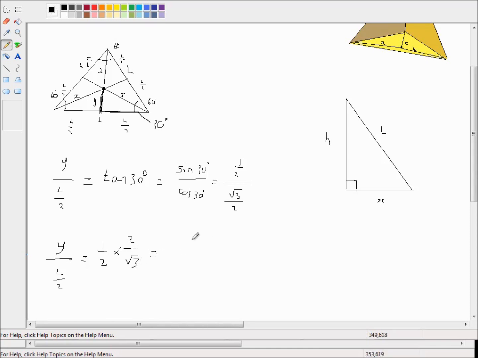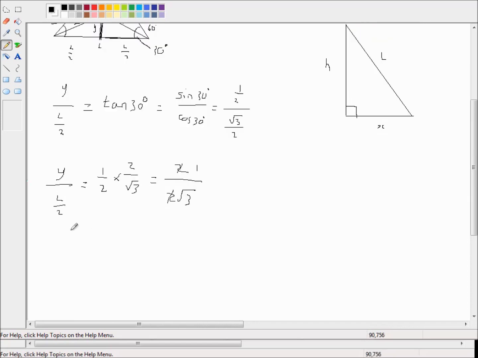So that's equal to 2 over 2 root 3, and we can cancel the 2's, so that's just 1 over root 3. So y over L over 2 is equal to 1 over root 3. So if we multiply both sides by L over 2, we can say y is equal to L over 2 multiplied by 1 over root 3. So therefore y is equal to L over 2 root 3.